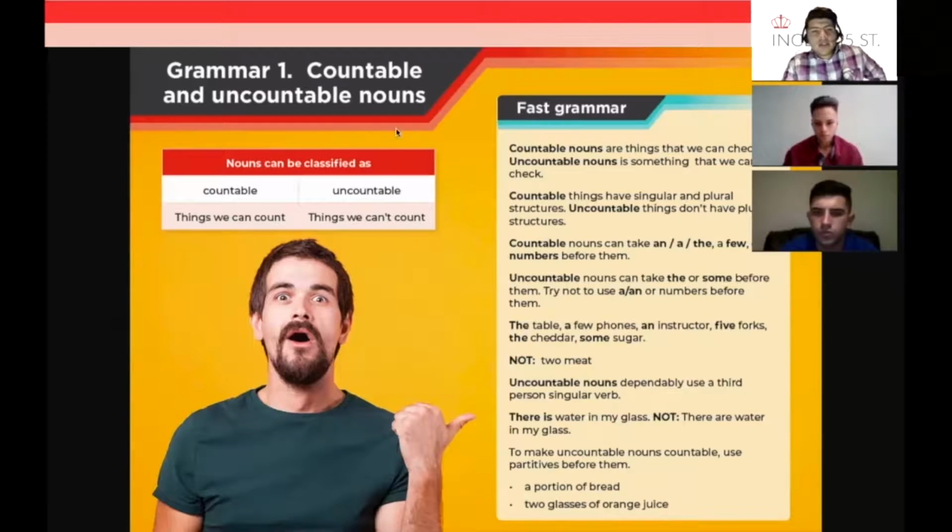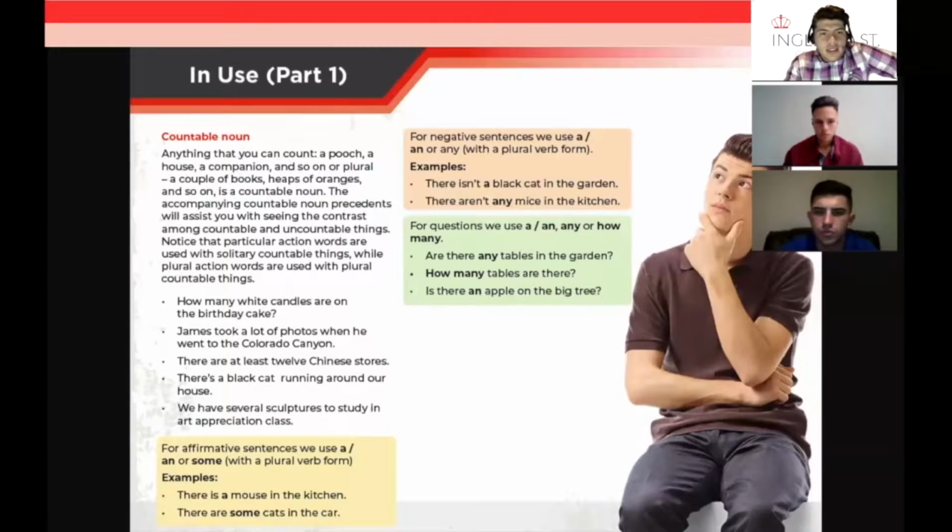Okay, let's continue with the next slide. Okay, in use part 1. Countable noun. Anything that you can count. A pooch, a house, a companion, and so on. Or plural, a couple of books, heaps of oranges, and so on, is a countable noun. The accompanying countable noun precedents will assist you with seeing the contrast among countable and uncountable things.